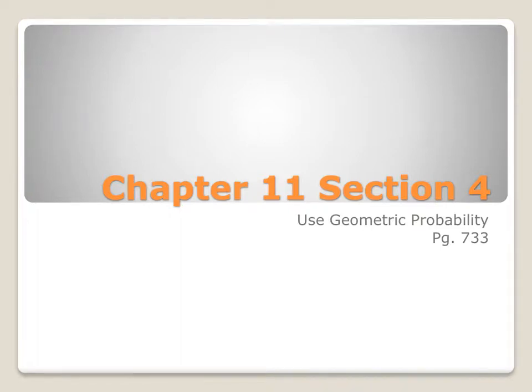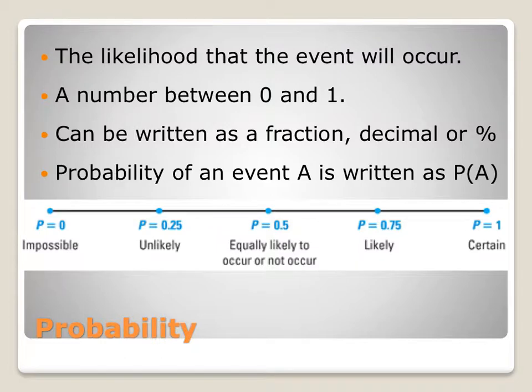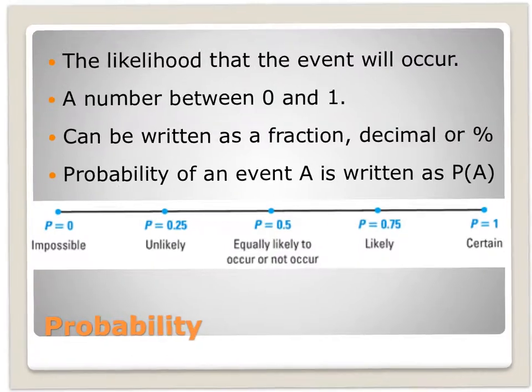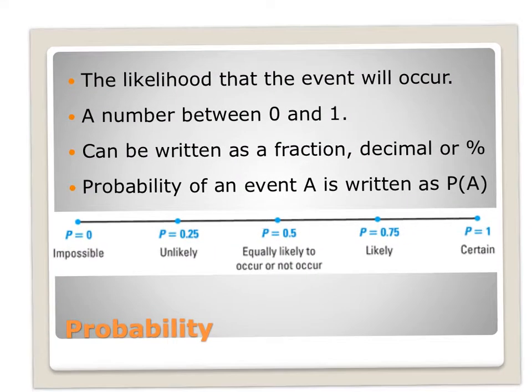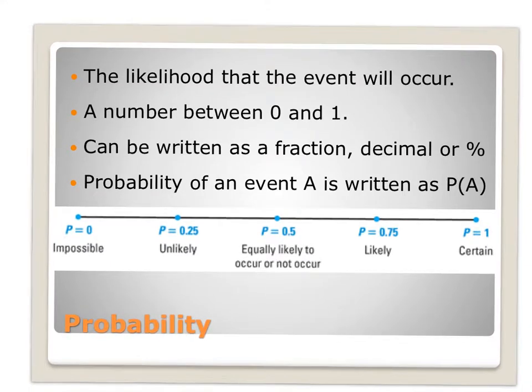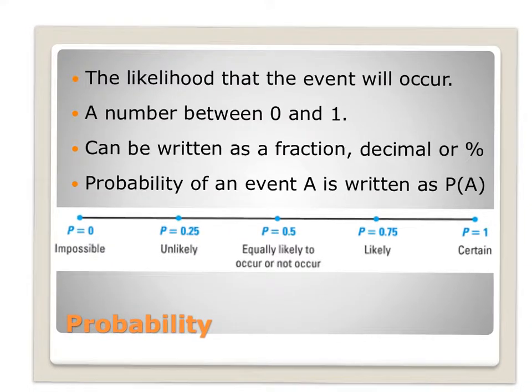Number 11.4, geometric probability. Probability is the likelihood that an event will occur. It's represented by a number between 0 and 1. It can be written as a fraction, a decimal, or a percent. And the notation for the probability of an event A occurring is written as P with parentheses around the A. That's read as the probability A occurs.